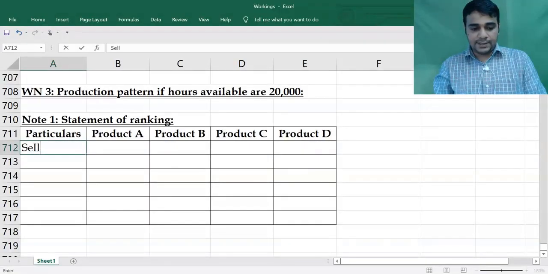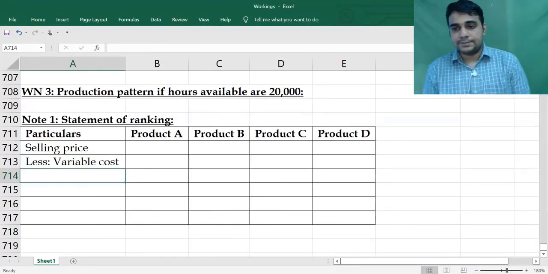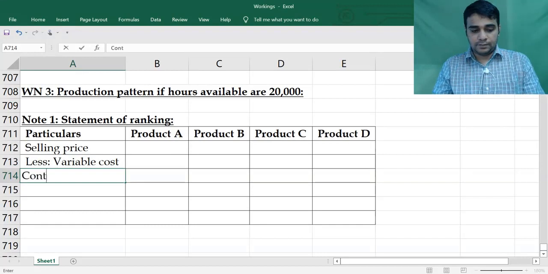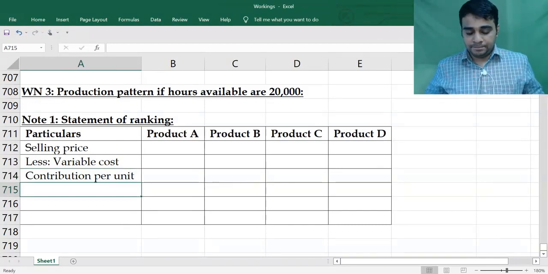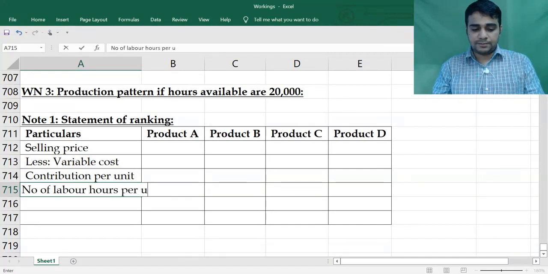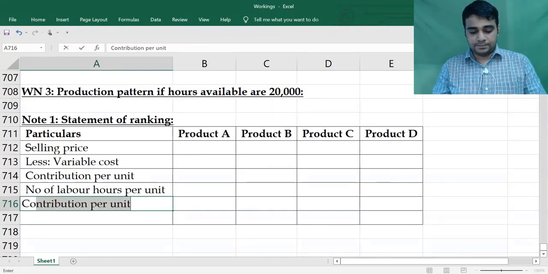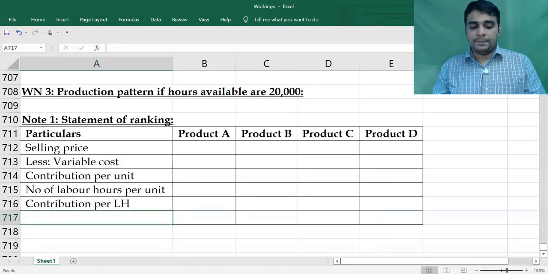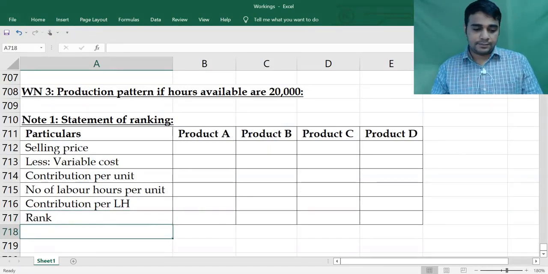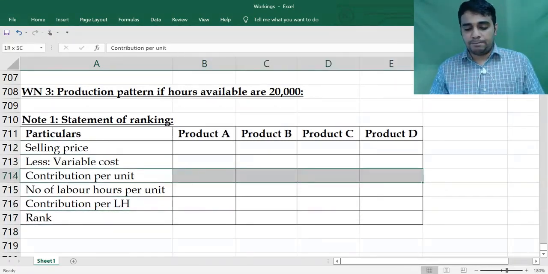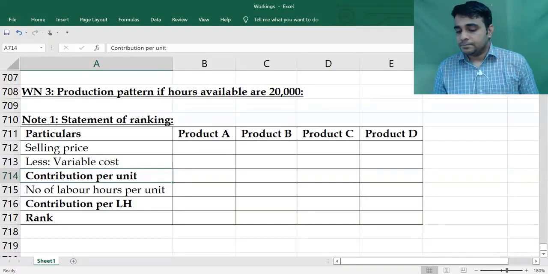So the format is: selling price less variable cost, contribution per unit, number of labor hours per unit, contribution per labor hour, and rank. Clear? Let's capture the numbers given in the question.